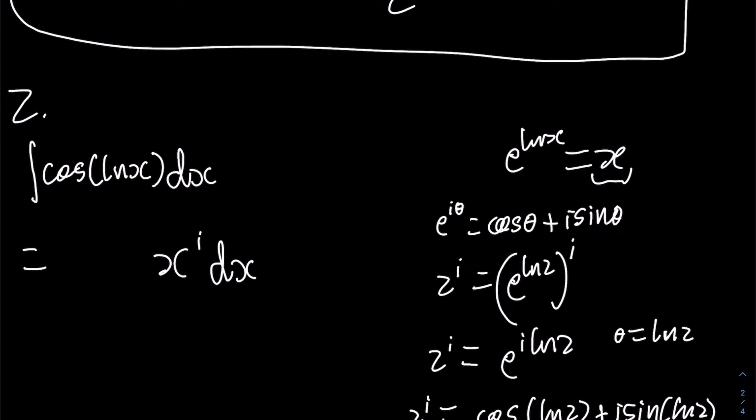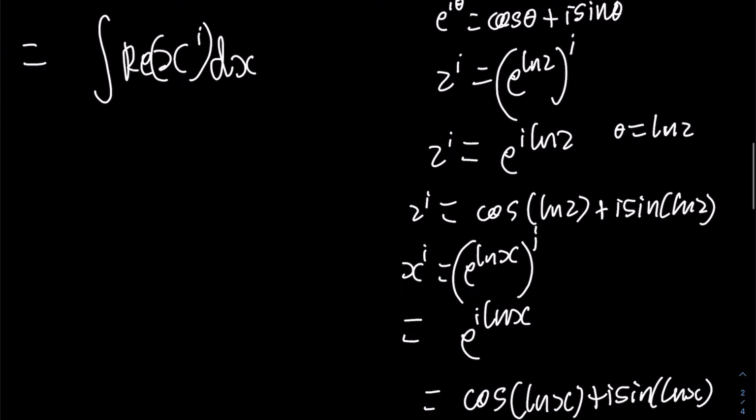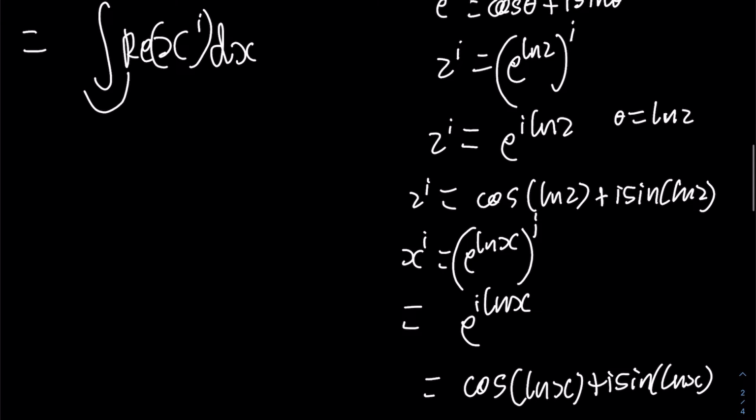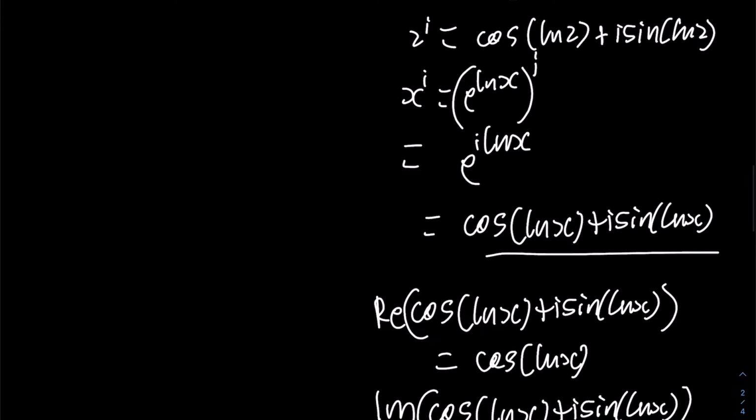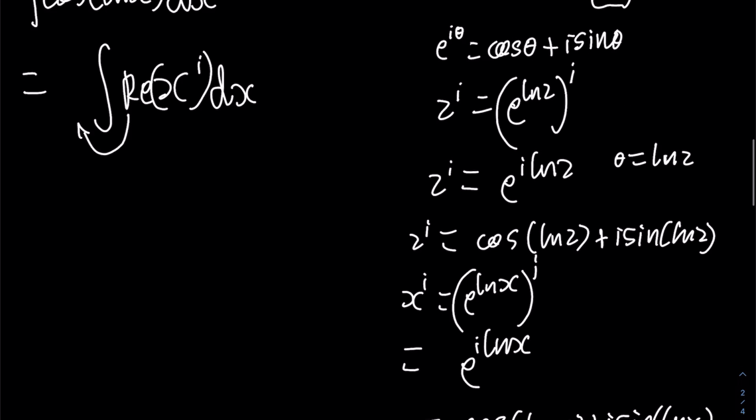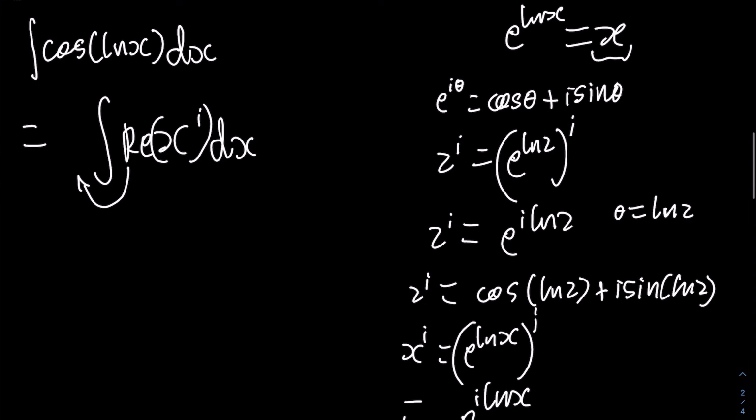This is essentially equal to the integral of the real part of x to the i. Now what we can actually do, which is a cool property, is take this real part out. Just a recap, x to the i expands to this term right here, and taking the real part we get cosine of ln x, which is exactly what we're integrating. So we can take the real part out of this integral, and you see that we get the real part of the integral of x to the i dx.